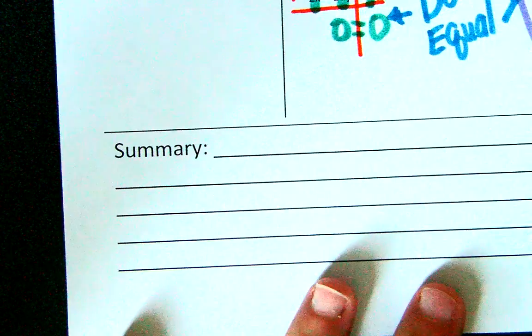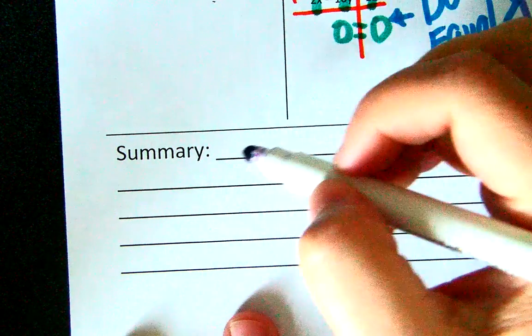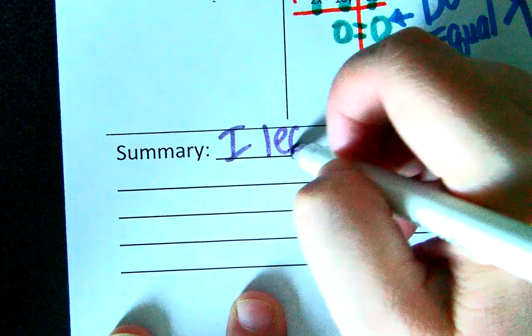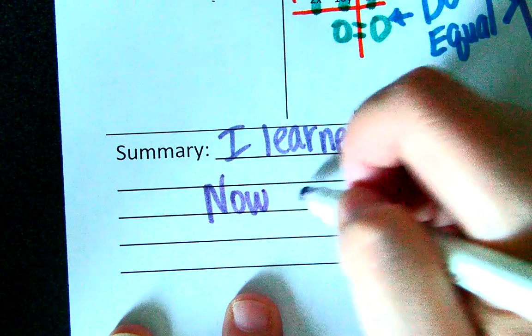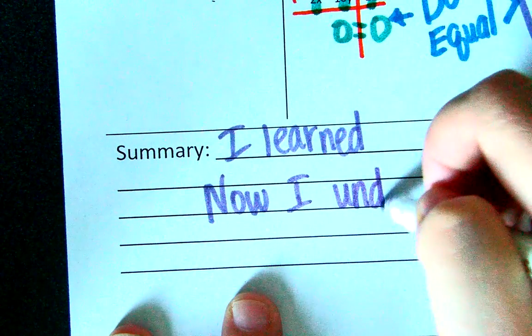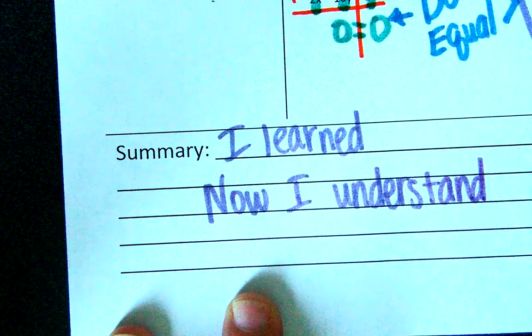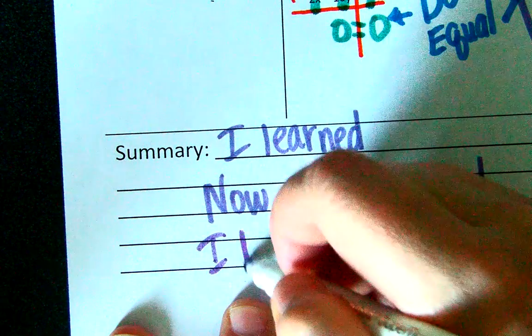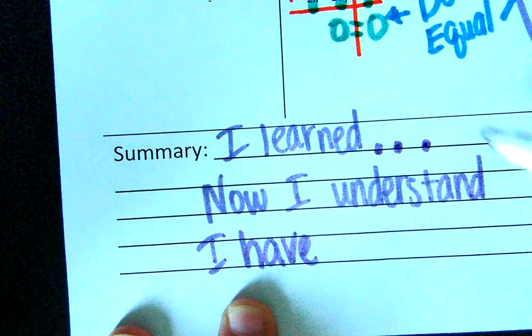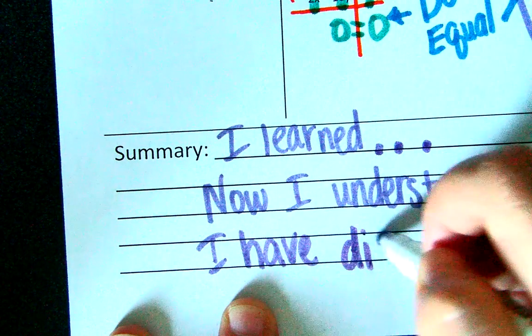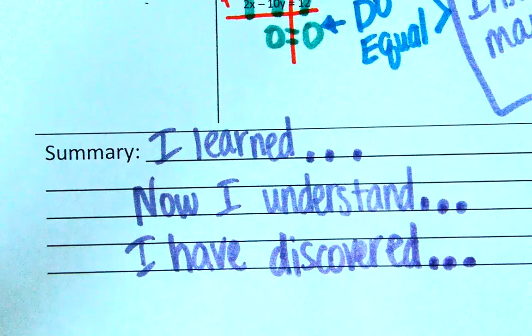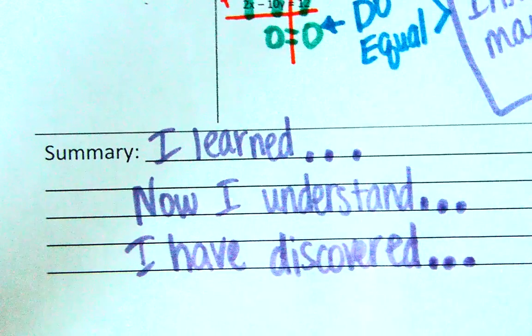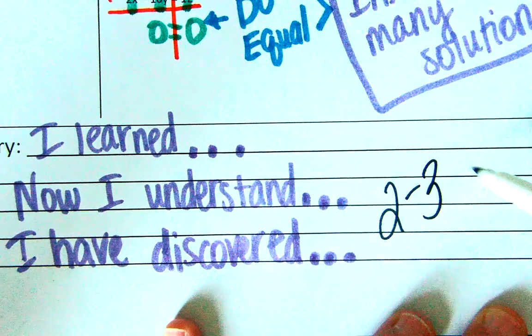And do your summary. You can use whatever sentence stem you like. You can say, I learned, now I understand, or I have discovered. Use one of those sentence stems. It doesn't matter what sentence stem you use. Make sure it's 2 to 3 sentences.